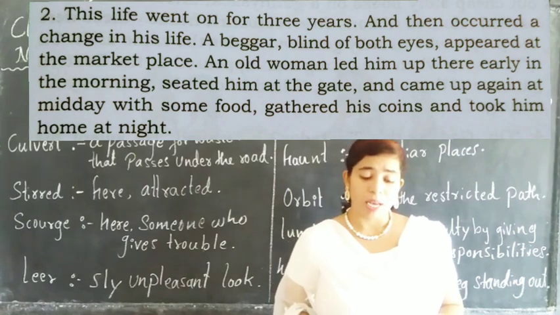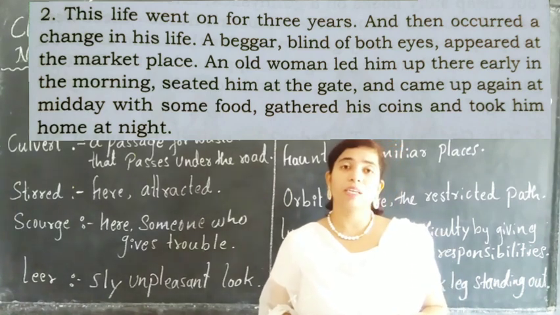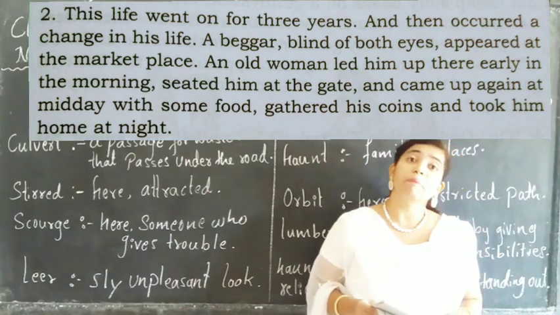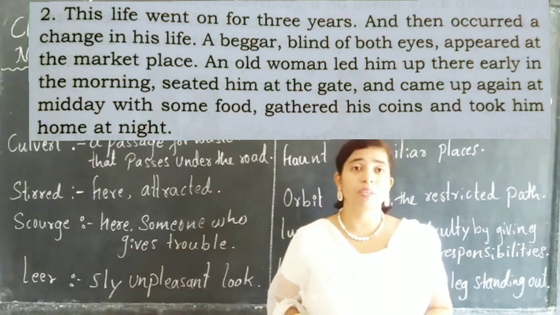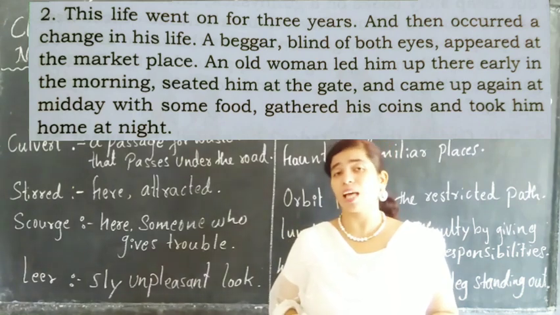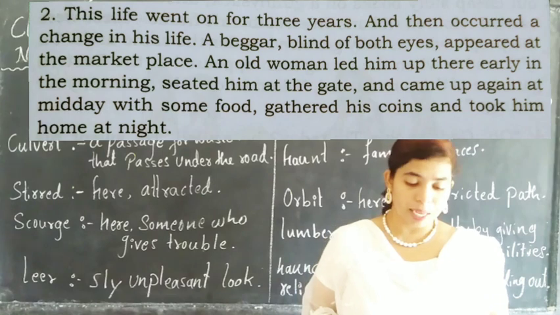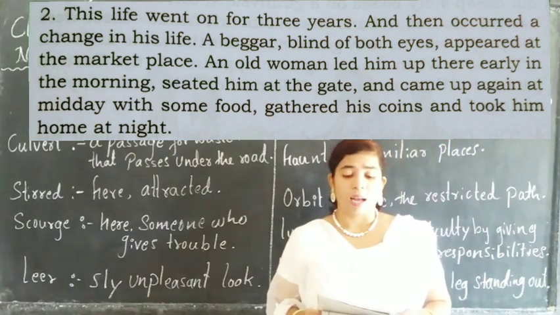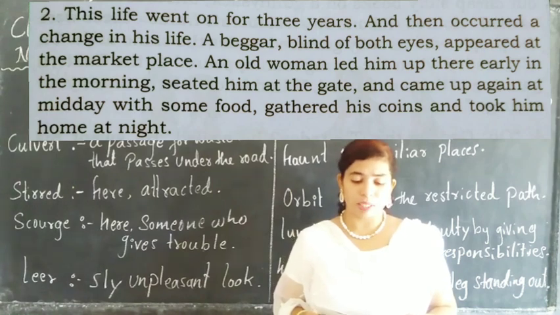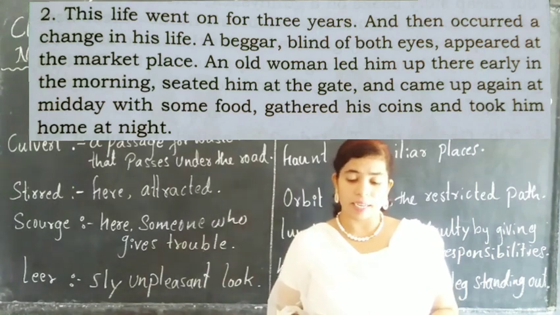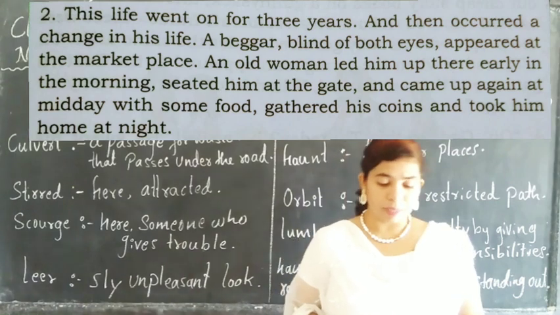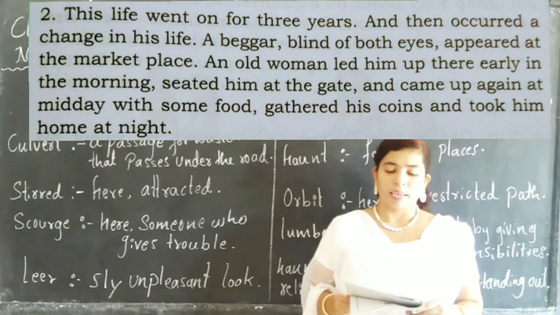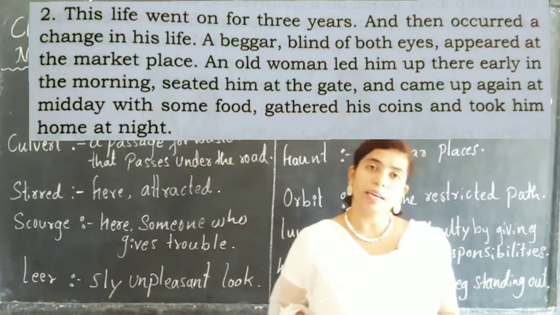A beggar, blind of both eyes, appeared at the marketplace. An old woman led him up there early in the morning, seated him at the gate, and came again at midday with some food, gathered his coins and took him home at night.